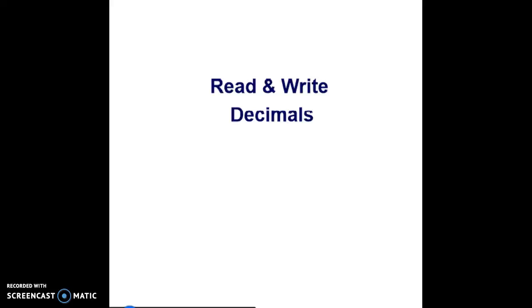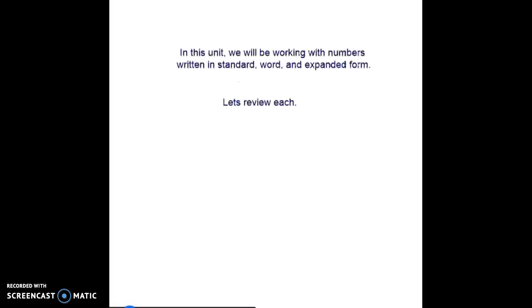In this lesson, we will learn how to read and write decimals. We will be working with numbers written in standard, word, and expanded form. So let's review each one.